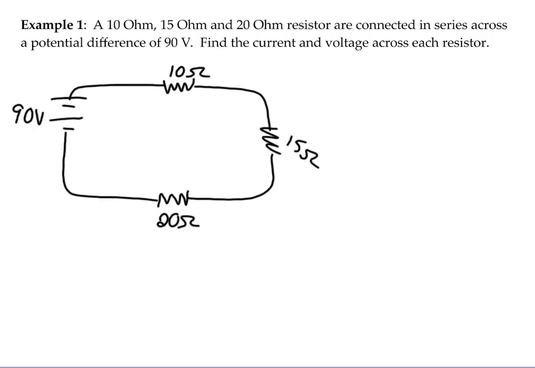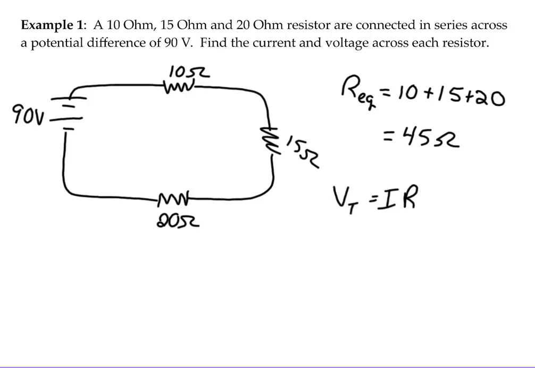Since it's series, the equivalent resistance is going to equal the sum of the resistances, so 10 plus 15 plus 20. So if I wanted to put in just one resistor in this circuit, I would need a 45 ohm resistor. Since the current is constant, we know the total voltage. We now know the equivalent resistance.